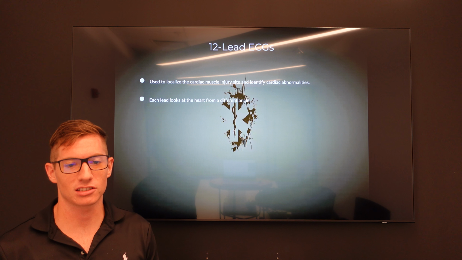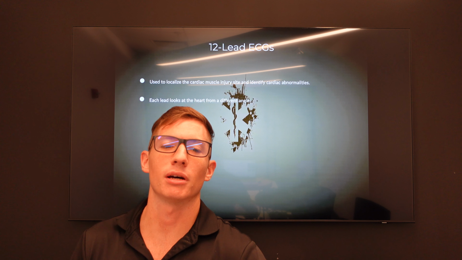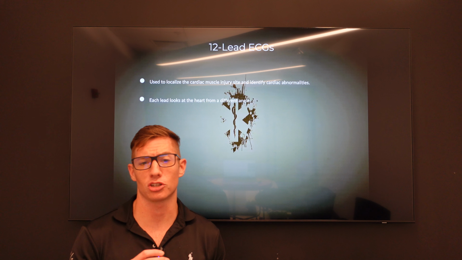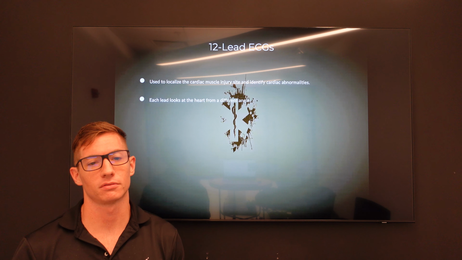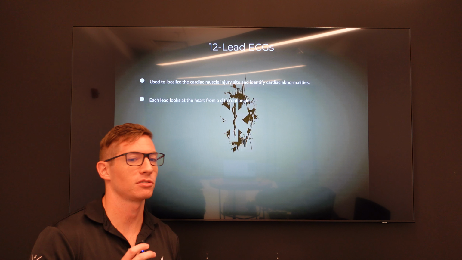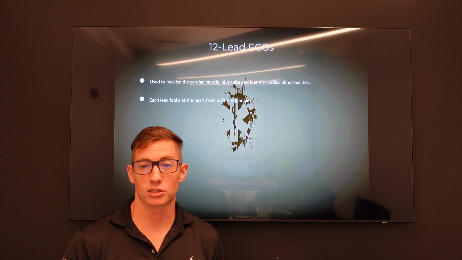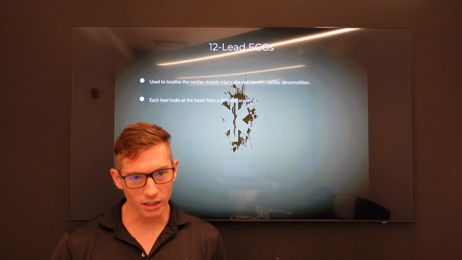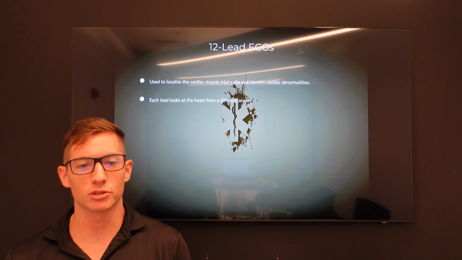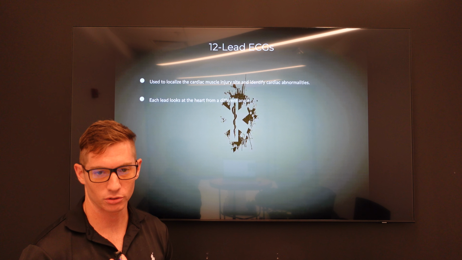Indications: chest pain, discomfort, electrical injury, known or suspected electrolyte imbalance, known or suspected medication overdose, RVF, LVF. What is that? Right ventricular failure, left ventricular failure. Stroke, syncope, near syncope, almost passing out. Hemodynamic instability of unknown etiology.